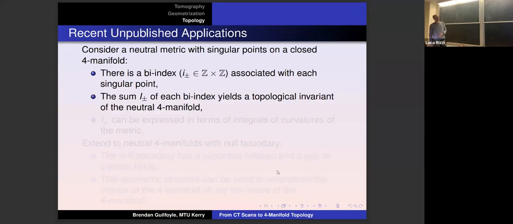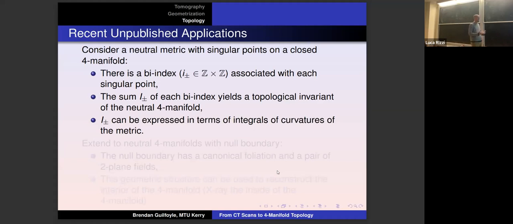What's also interesting is that the sum of these indices is a topological invariant of the neutral manifold. It's related to the characteristic classes, and also to the signature, the Hirzebruch signature, and the Euler characteristic of the manifold. Just like you can take a 3-manifold and look at a vector field, count the indices of the singularities, and add them up to get the Euler characteristic, this is the same thing in some sense. But now it's more complicated because you're in 4 dimensions and your index is actually 2 elements of Z, and you can add them up and they give you topological invariants of the neutral 4-manifold.